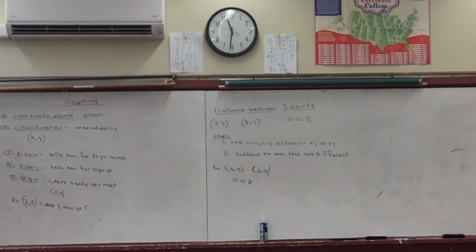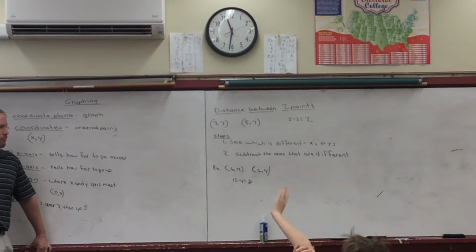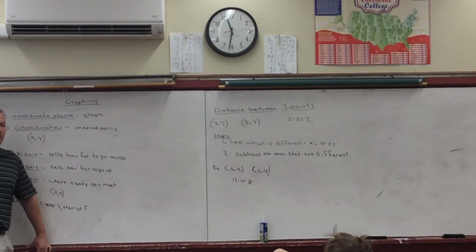Will they have the X's and the Y's both different? What if they have negative signs? Well, we're not going to worry about negatives yet. That'll be in 6th grade. For right now, we're just going to worry about what we call quadrant 1, where everything is positive. Quadrant 2 we'll worry about later. Any questions about how to find the distance between 2 points?